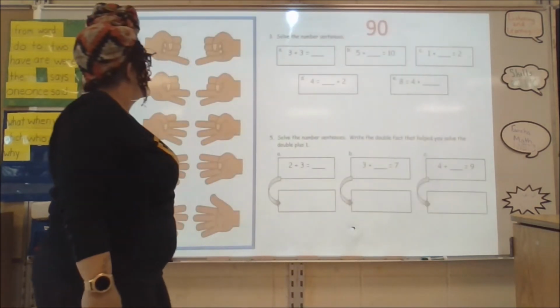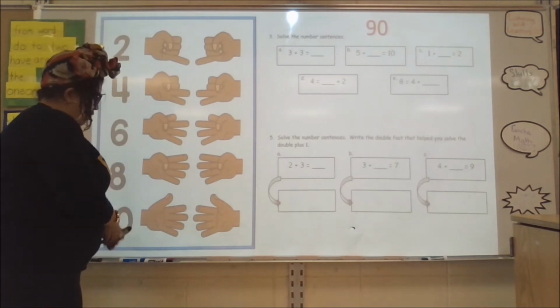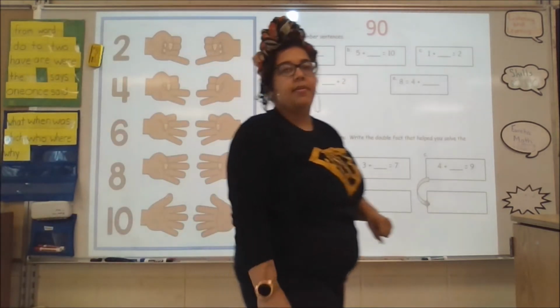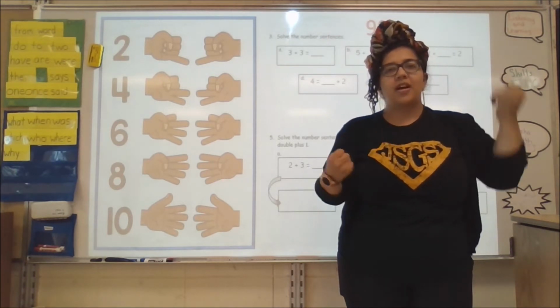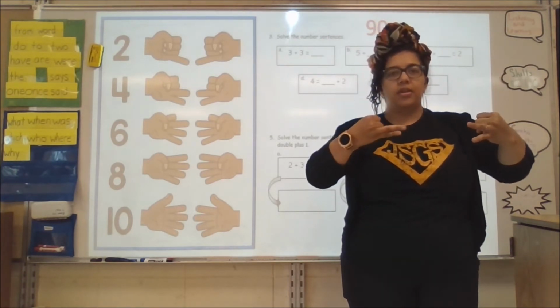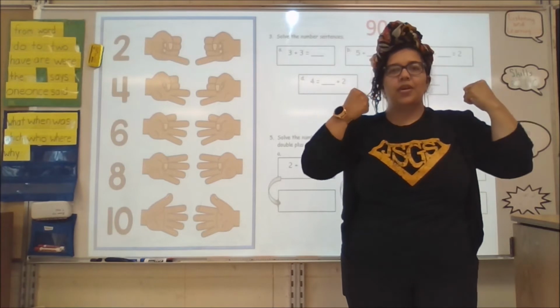Okay. So look, right here. See? Let's see if you can do it with me. Don't worry about this part yet. We're going to do that in a minute. Alright, so 1 and 1 is 2. Good job. 2 and 2 is 4.